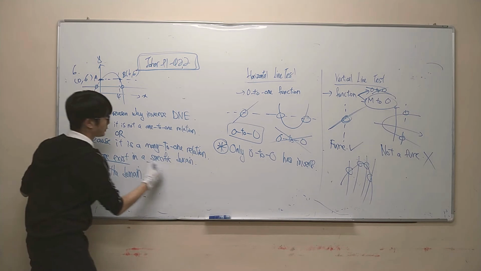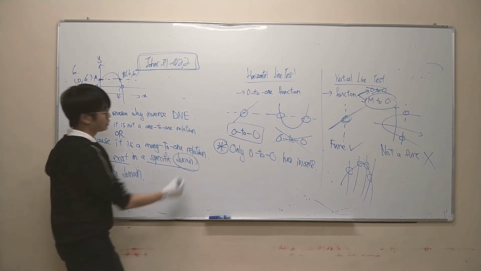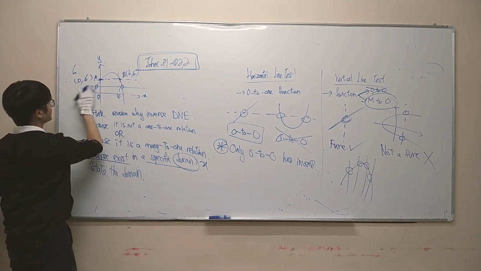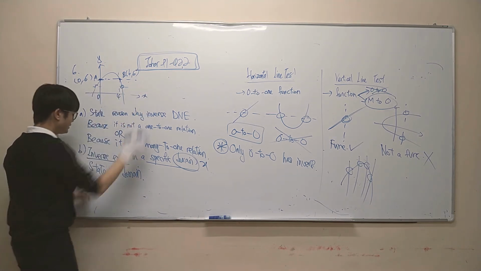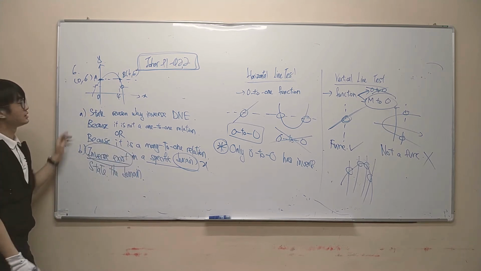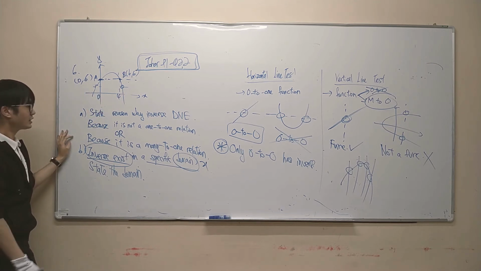Inverse exists in a specific domain. What is domain? Domain is X. Just remember this: domain is X. The X exists. Okay, domain is X exists, and then state the domain. It means that actually the inverse exists in this function.